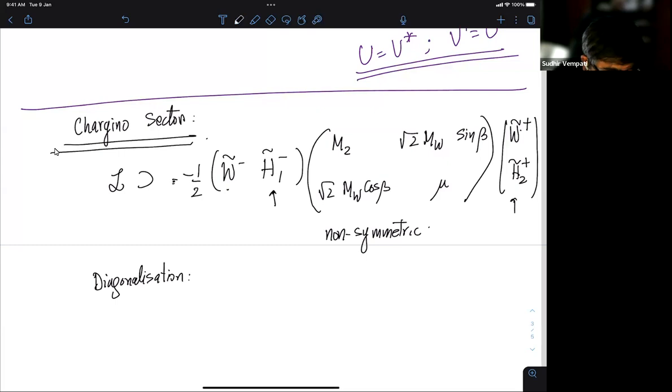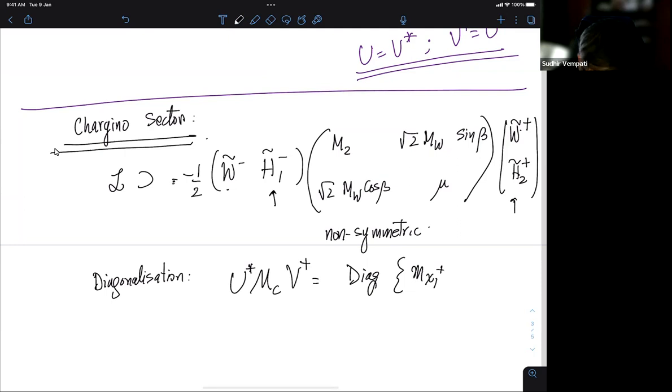So diagonalization is done by U* M_C P† equal to diag(M_χ1+, M_χ2+). This is from a biunitary transformation. These are the two χ1+ and χ2+, which are mixtures of the two charginos. They contain χ1±, which is a mixture of both Wino and Higgsino.